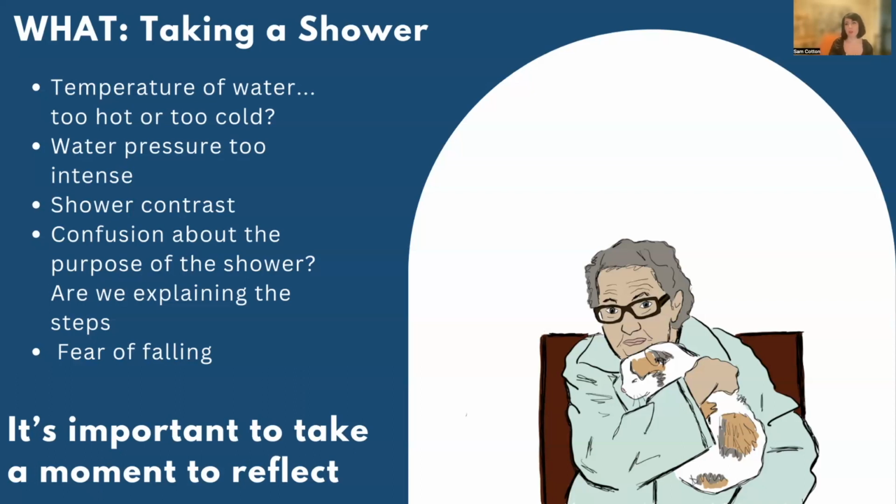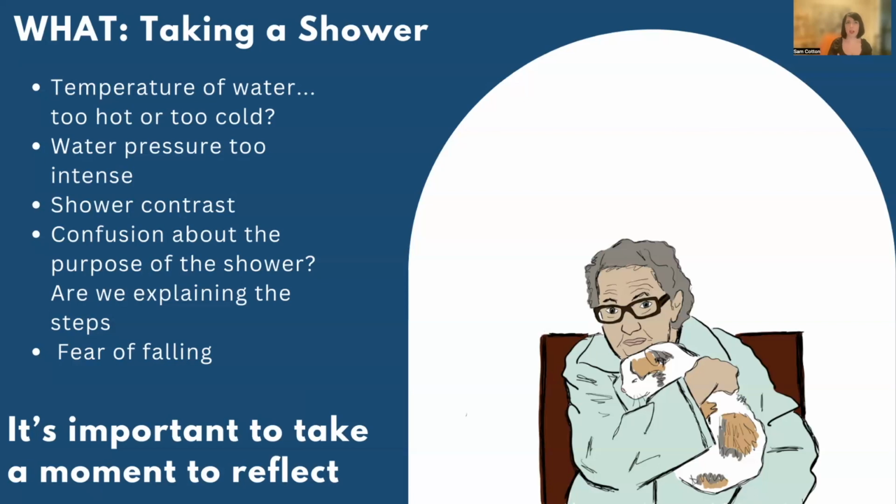We also have to think about the whole shower process. A lot of showers and tubs are all one color, right? So for a person with Alzheimer's disease or another type of dementia, sometimes we find that their vision is often impaired.